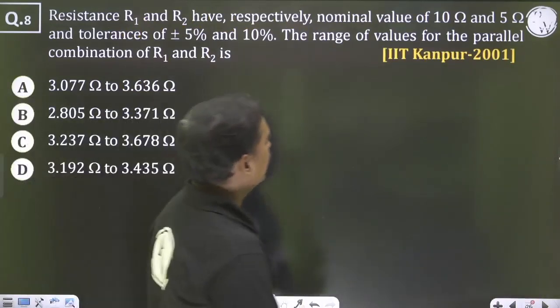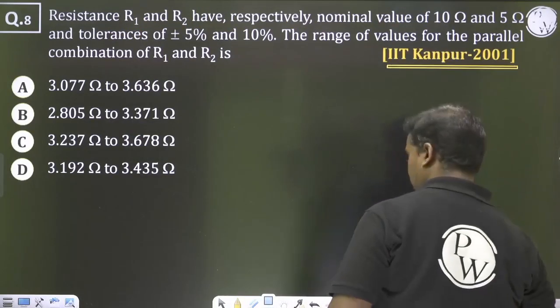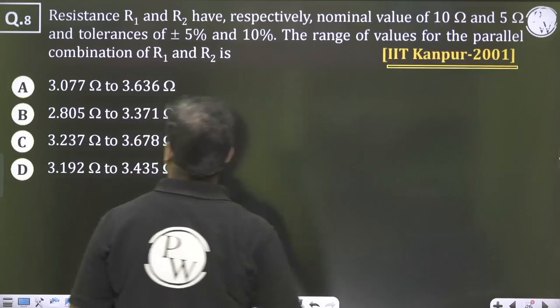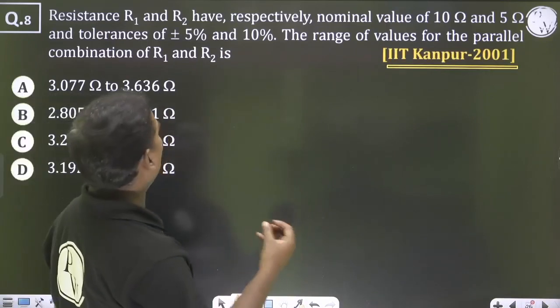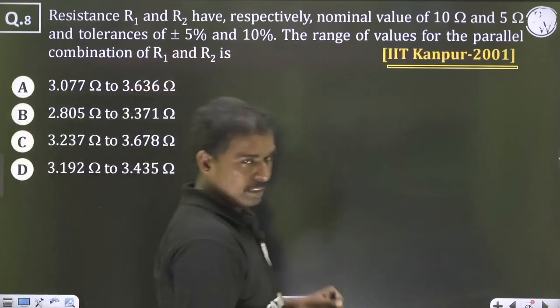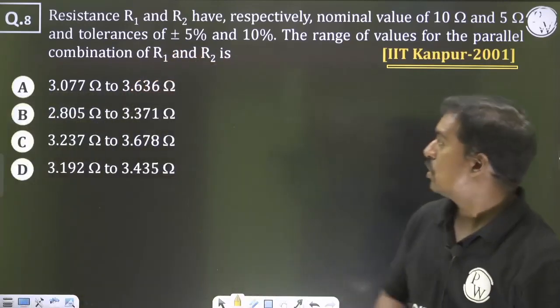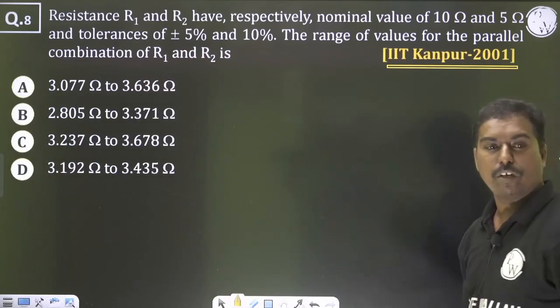Question number 8. This question was asked by IIT Kanpur in 2001. Please see the question. Resistances R1 and R2 have nominal values of 10 ohms and 5 ohms respectively, and tolerances of plus or minus 5% and 10%. Okay. So what is the range of values for the parallel combination of R1 and R2?